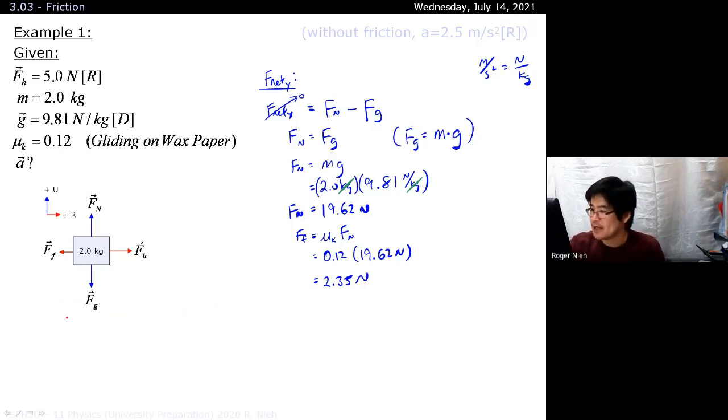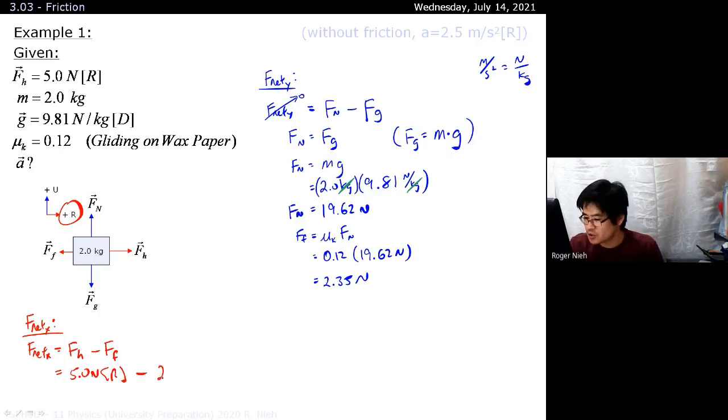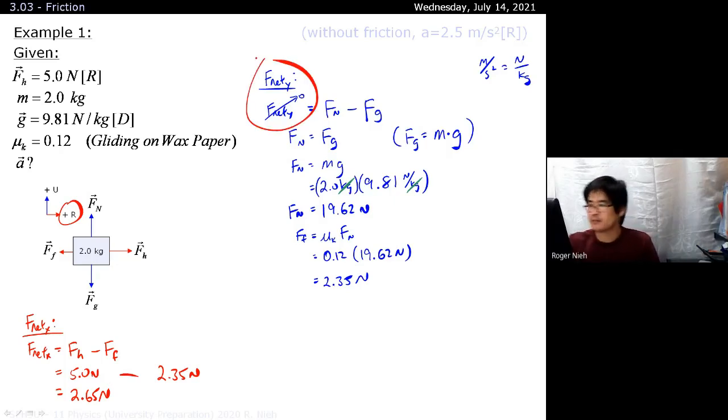Now let's solve for our F net in our x dimension. F net x is equal to, we deem right as positive, so it's the force of the hand subtract the force of friction. The force of the hand is 5.0 newtons towards the right, and the force of friction is 2.35 newtons. I don't need to write right, it's already implied. The force of friction is backwards at minus 2.35. So 5 newtons subtract 2.35 gives us 2.65 newtons. Again, since F net y is equal to 0, there is no need for the Pythagorean theorem.